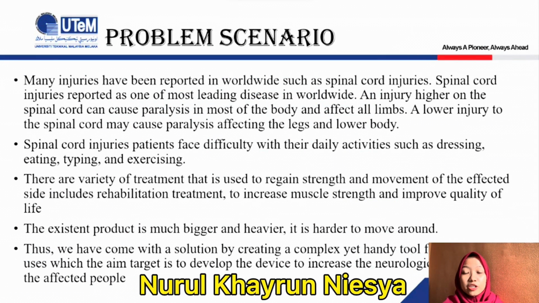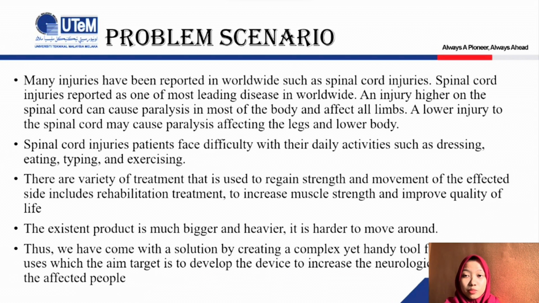Many injuries have been reported worldwide, such as spinal cord injuries. Spinal cord injury is reported as one of the leading diseases worldwide. An injury higher on the spinal cord can cause paralysis in most of the body and affect all limbs. A lower injury to the spinal cord may cause paralysis affecting the legs and the lower body. Spinal cord injury patients face difficulty with daily activities such as dressing, eating, typing and exercising.